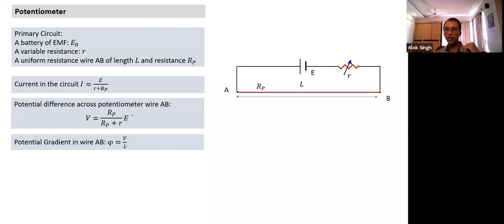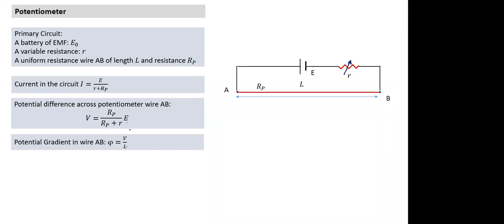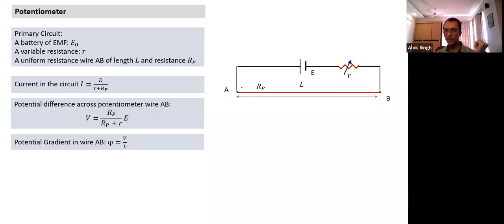Yes, Asha, any question? Sir, is potential gradient equal to field? Yes, in this case that would be the field, but here actually we are not concerned with the field. Potential gradient is field. So here also, the field inside the wire is the potential gradient. Yes, that's the field. Good question. It's a field only.